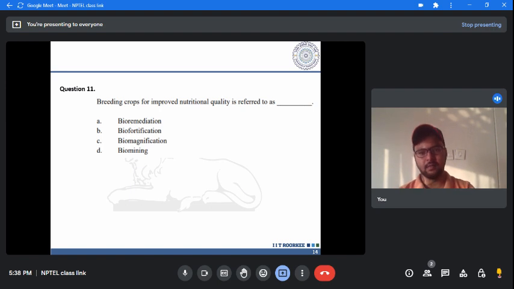Breeding crops means those crops that have been genetically modified or genetically bred with some other kind of crop or species to improve the nutritional quality. So those terms they referred to: bioremediation, biofortification, biomagnification, biomining. Please let me know what the answer for this question is, then I will let you know.